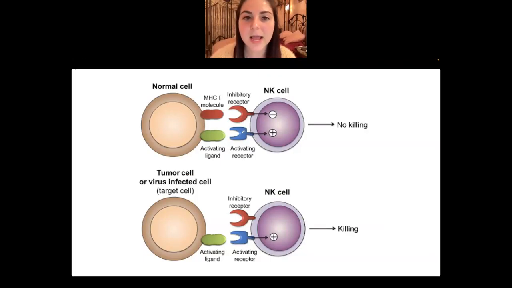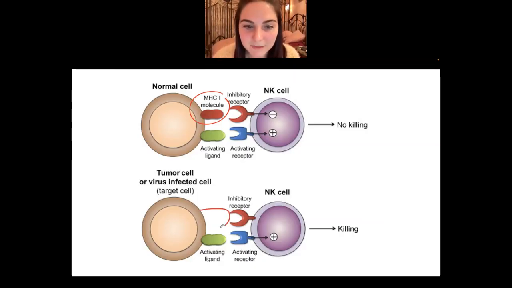So here's what I mean. Here's an NK cell. It's going to have an activating receptor, which is going to activate the NK cell, and it has an inhibitory receptor, which is going to inhibit it. Here is a normal cell. MHC class 1 is going to bind to the inhibitory receptor, and the NK cell is not going to get activated because it's like, okay, this cell has MHC class 1 on its surface. This must be a normal cell. I'm not going to kill it. Remember, it's looking for cells that have downregulated MHC class 1 to try and hide from T cells.